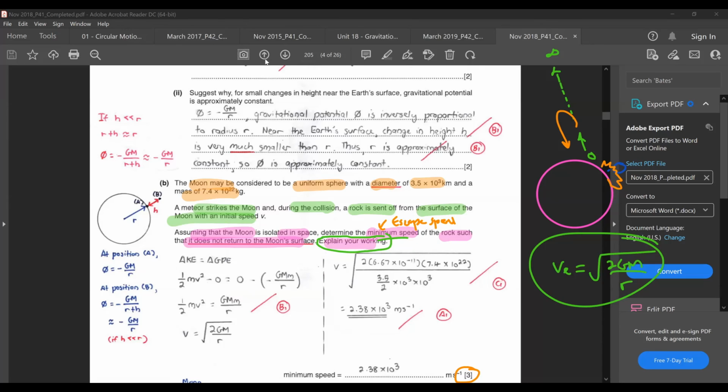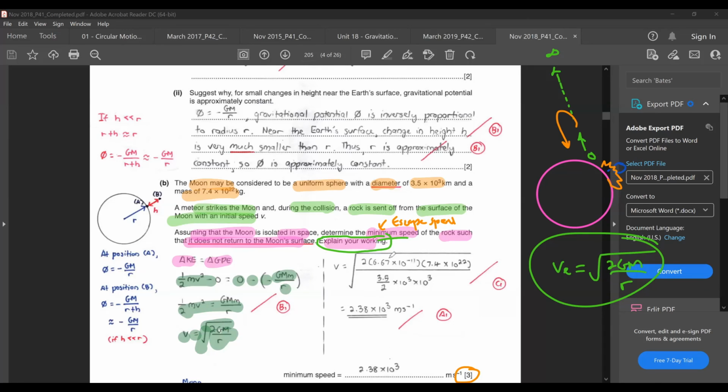The derivation, as I mentioned to you last time: as your object is trying to escape, you have losses in KE as well as gain in GPE. So they're interrelated with each other through conservation of energy. You will have half mv squared minus 0 equals to 0 minus negative GMm over r, eventually giving you v equals to square root 2GM over r.